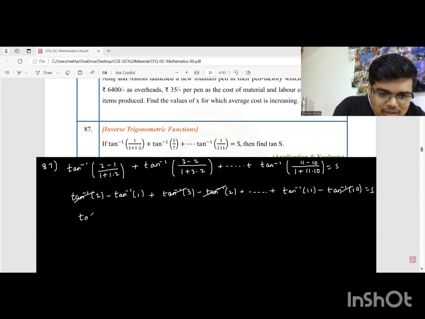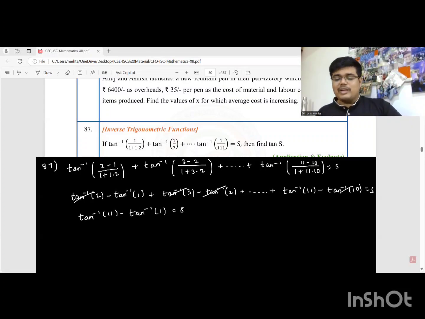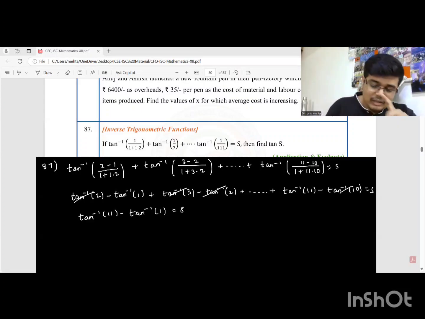So we'll be left with tan inverse 11 minus tan inverse 1. And that is the value of S. I'm sure you must be tempted to write tan inverse 1 as pi by 4. Don't do that because we are not yet done. You have to find tan S.